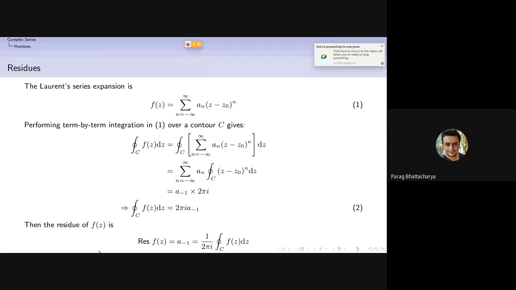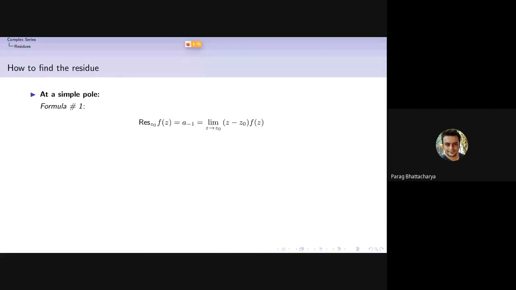So if you are asked to find the residue, all you need to do is write down the Laurent series expansion, and in it find that term which is 1 by (z minus z naught). Whatever is the coefficient of that term, that is the residue. Fine. All right. So now, how do you find the residue?